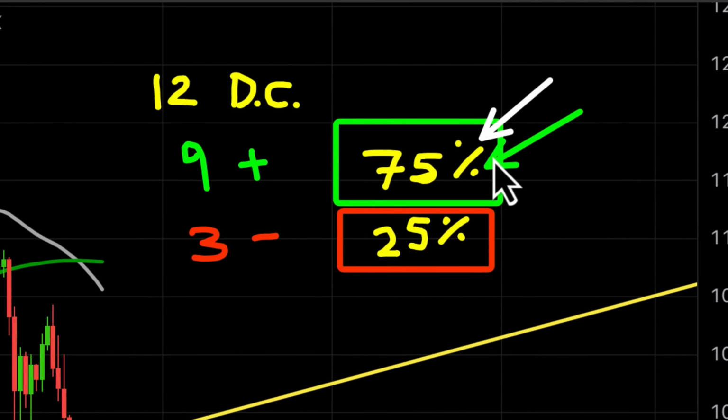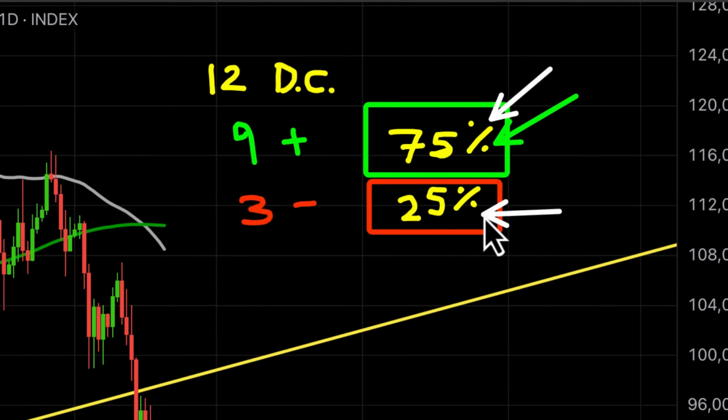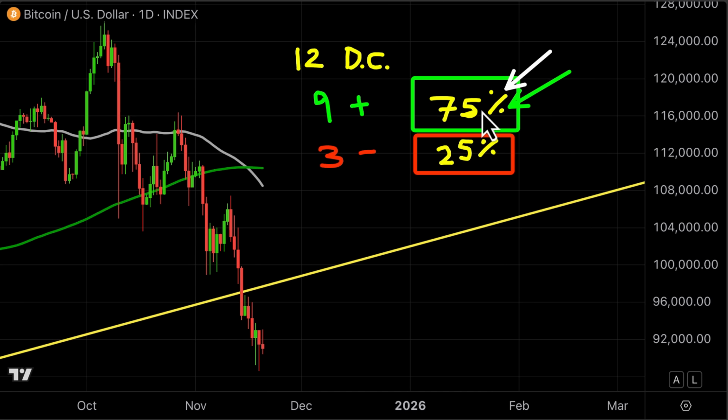Now, I know some of you are probably thinking, well, maybe this time is different. Maybe this time it's going to be the 25% probability where we just drop and crash much further lower. Yes, that is possible, but for me, at the moment, that carries a lower probability. So I'm personally with the green scenario for the next several months.